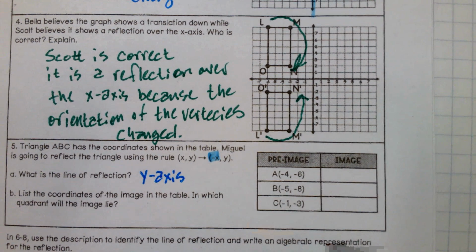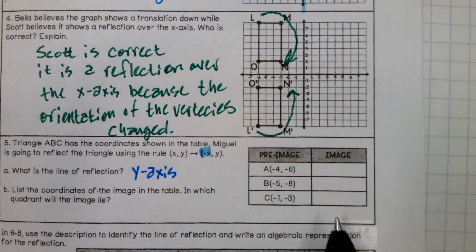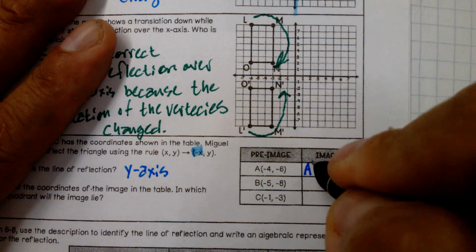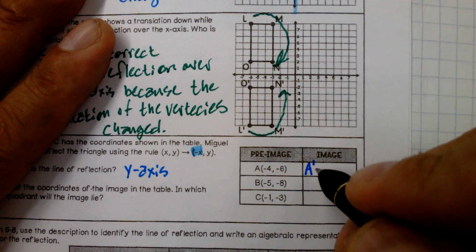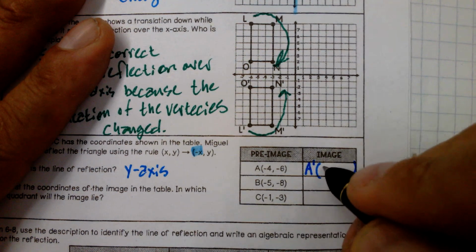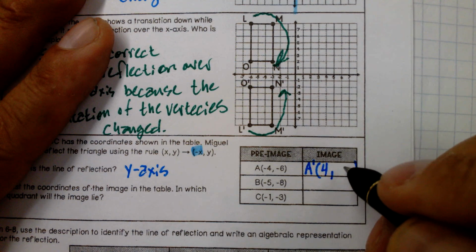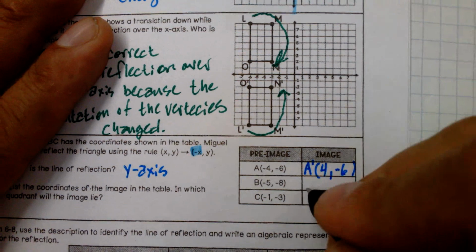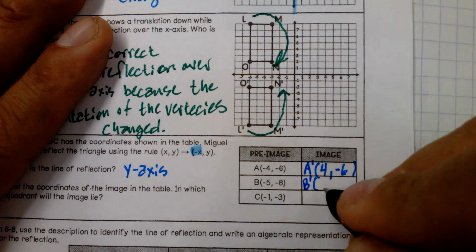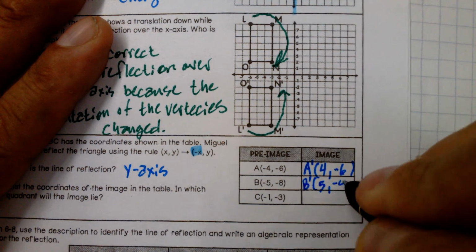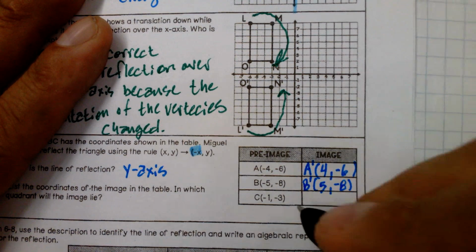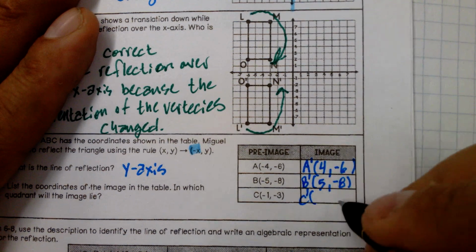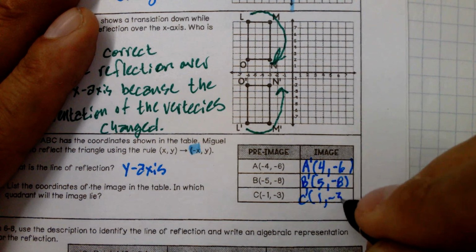Okay, so now they want us to just use the rule and write the image coordinates. So we want A prime, and x's are going to change. So this is going to be 4, -6. Okay, and do the same thing for B prime, C prime. 5, -8. And this is one of the other things you're going to do on the assignment today. 1, -3.